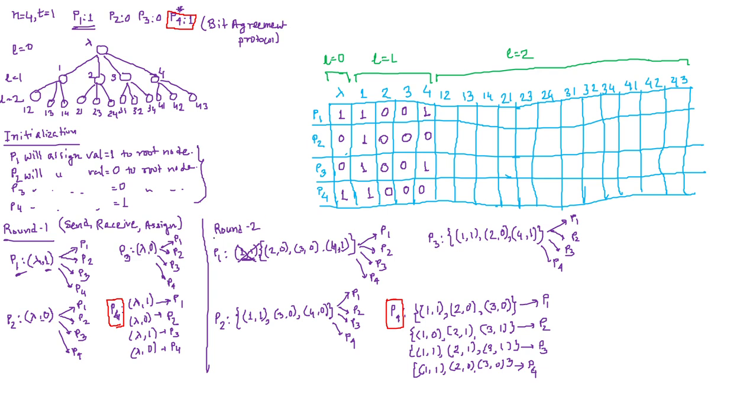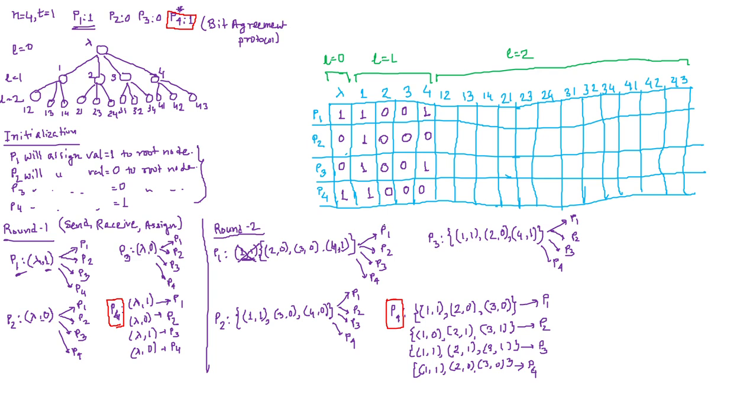Okay, now comes the assignment part. Each party will now assign values to its local EIG tree's nodes at level 2, L equal to 2. These nodes will now be populated. How? Using the same rule actually.